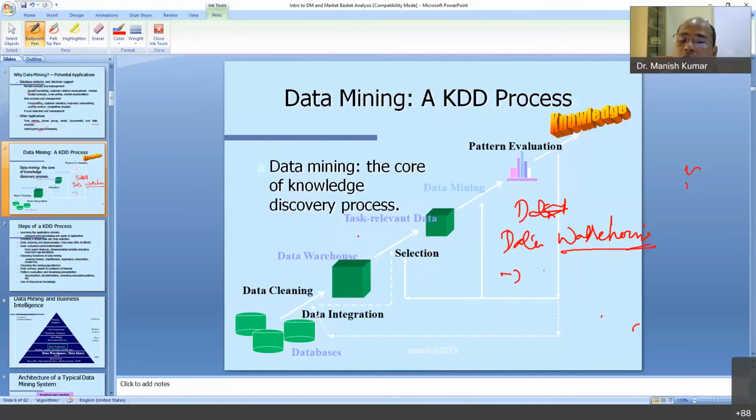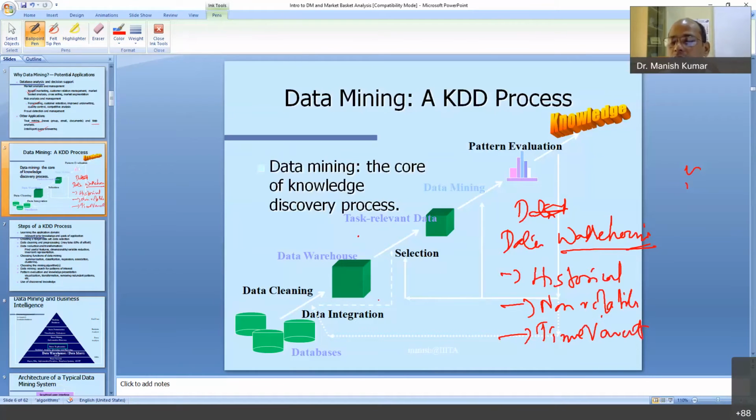The warehouse concept says the data must be historical. Okay. So it should be non-volatile, time variant, and the utmost part is it should be subject oriented. Okay. That means a warehouse is always designed over subjects.